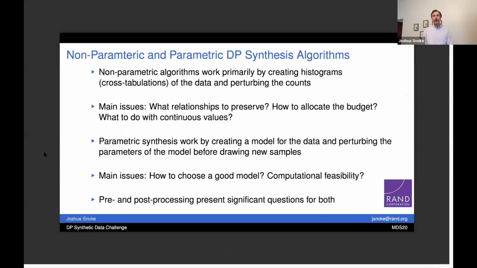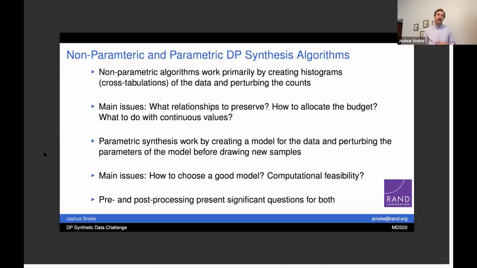Okay, so I'm going to spend some time talking about the algorithms that were used, and I think it's helpful to break these down into the non-parametric versus the parametric algorithms, as I'll call them. So Claire actually also, I didn't realize she was going to walk through all of that, but she set this up very nicely. So the non-parametric algorithms work primarily by creating these cross-tabulations or histograms of the data, and then perturbing those bins, typically using the Laplace or Gaussian mechanism.